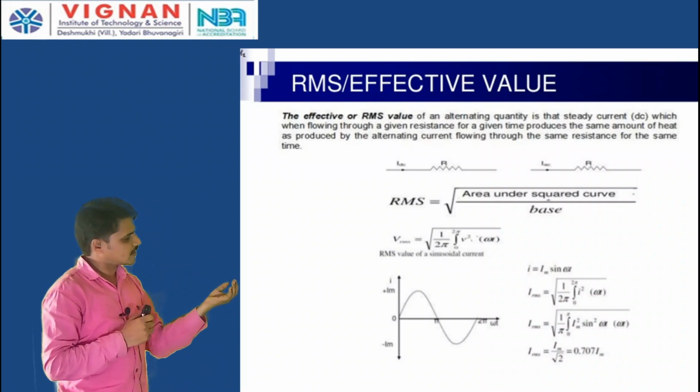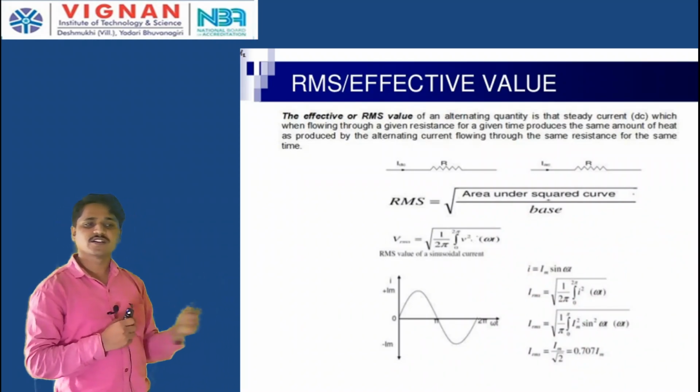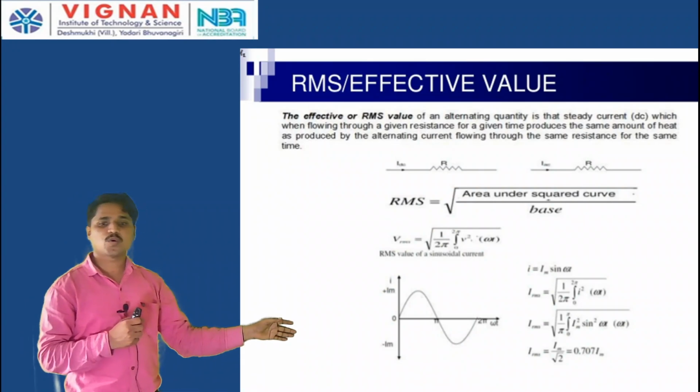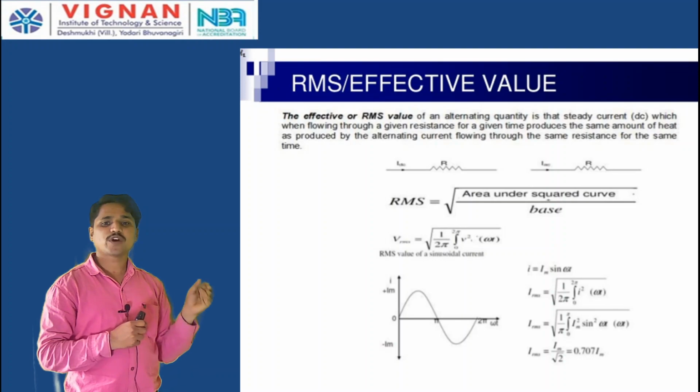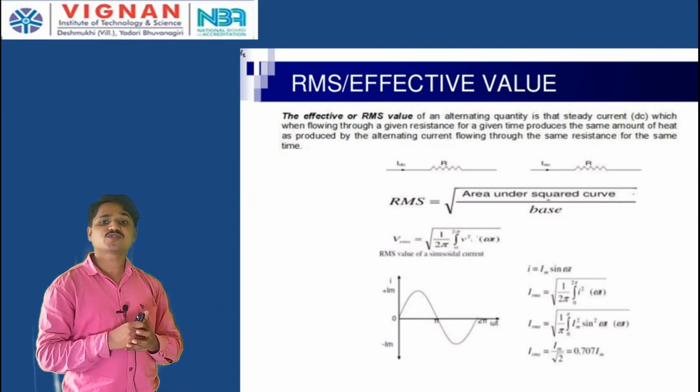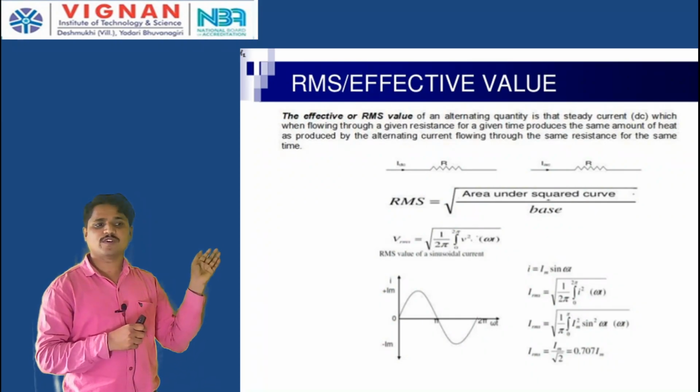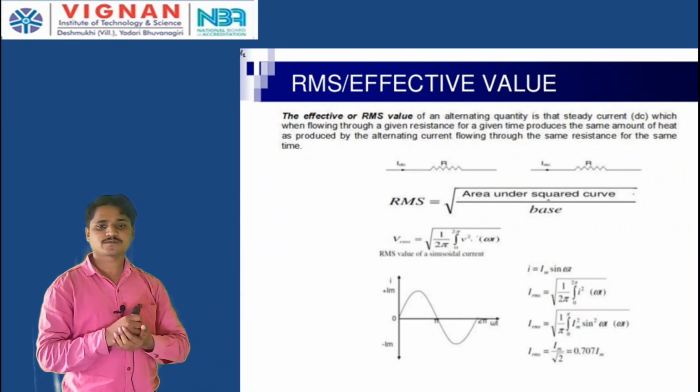So, if we calculate the RMS value for the sinusoidal waveform, how will you get it? I RMS is equal to square root of 1 by 2 pi, since the total time period is 2 pi. So, 0 to 2 pi, the limits for one complete cycle, I square d omega t. Then what is I? For this waveform, I is equal to Im sin omega t.